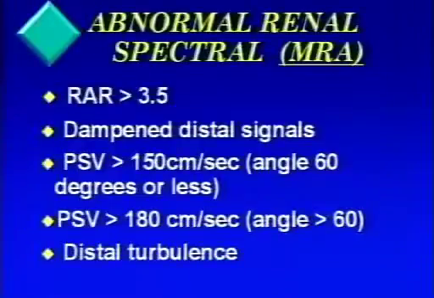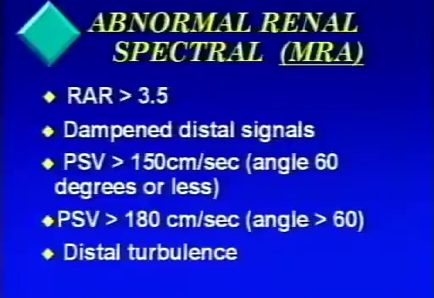So the literature will state that peak systolic velocities greater than 150 centimeters per second, using an angle of 60 degrees or less, would be suggestive of a stenosis that's greater than 60%. And that's the criteria that would be considered a significant main renal artery stenosis that would be a source of renovascular hypertension.